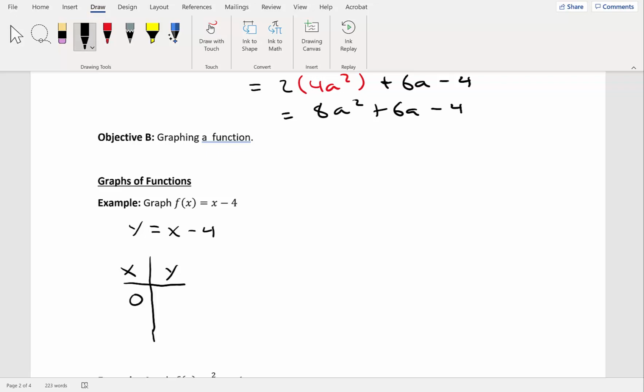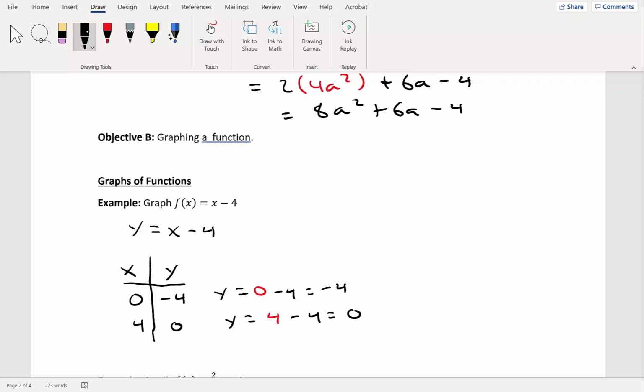So now if I replace 0 for x, here, let me show you on the side. So we have y is equal to 0 minus 4, which gives us negative 4. That gives me one ordered pair. Let's pick another value for x. Let's say 4. So I have y is equal to 4 minus 4, which gives me 0. That means my y value is 0 when x is 4.